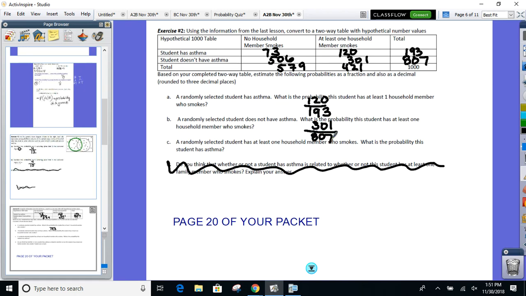And now in part C, I gave you that one household member smokes. So this should have been out of what for part C? Out of what? 421. And how many have asthma? 120. All right.